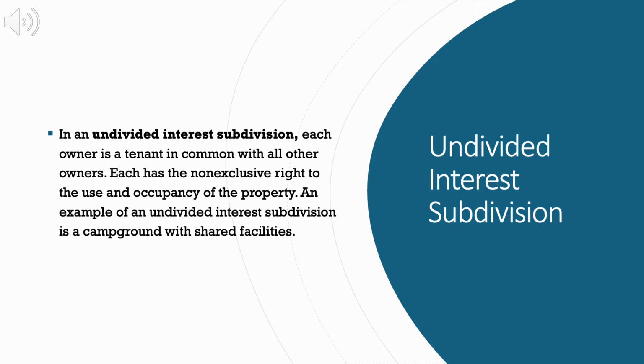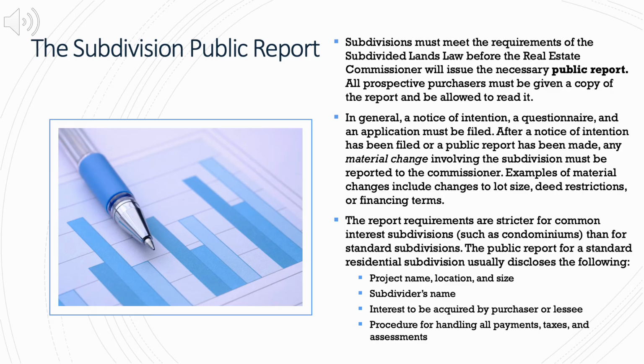An example of an undivided interest subdivision is a campground with shared facilities. The Subdivision Public Report. Subdivisions must meet the requirements of the Subdivided Lands Law before the Real Estate Commissioner will issue the necessary public report. All prospective purchasers must be given a copy of the report and be allowed to read it. In general, a notice of intention, a questionnaire, and an application must be filed.